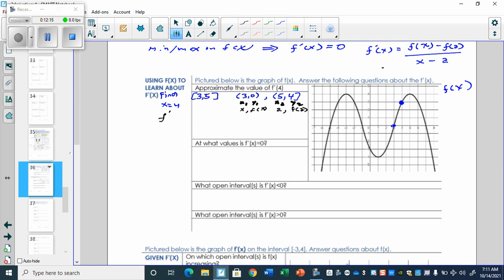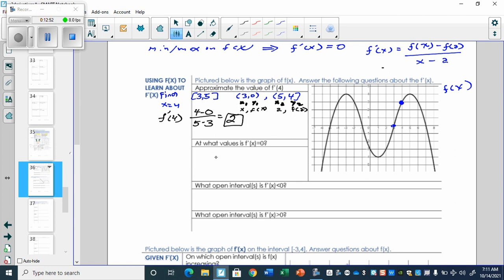So guesstimating f prime of 4, we have 4 minus 0 over 5 minus 3, or interchangeably, it doesn't really matter. And I get that f prime of 4, this derivative, equals 4 over 2, or just 2. So here's my answer. That's my approximation that the slope at this point, f prime of 4, is 2.